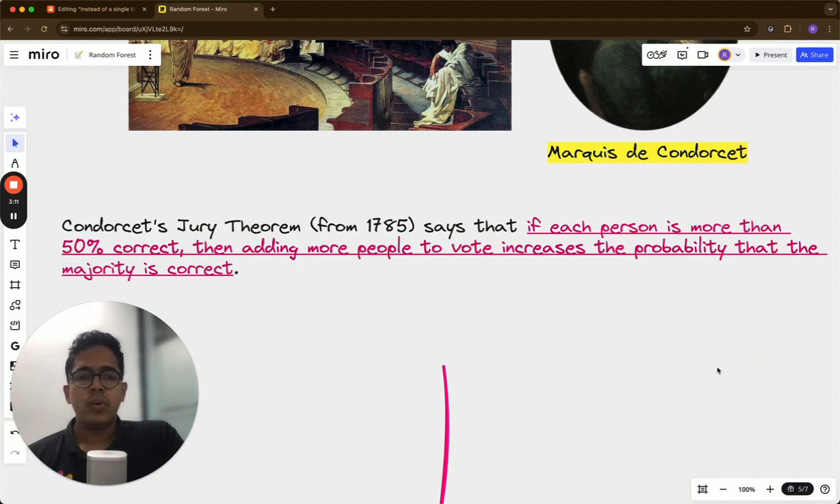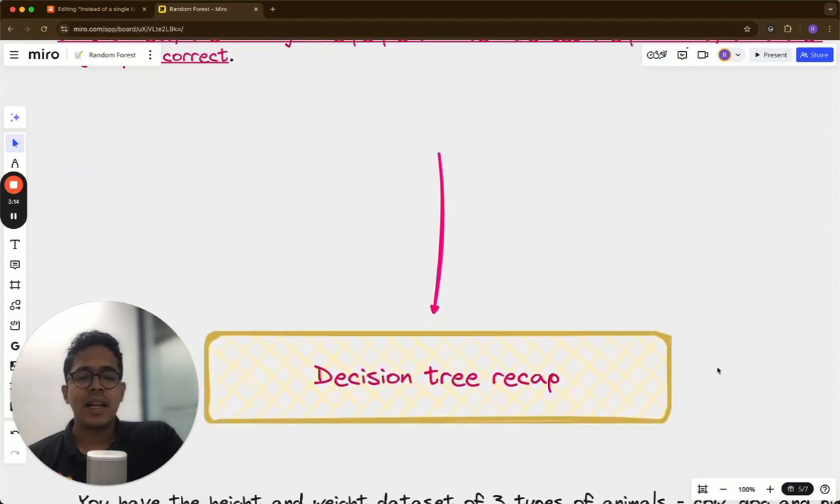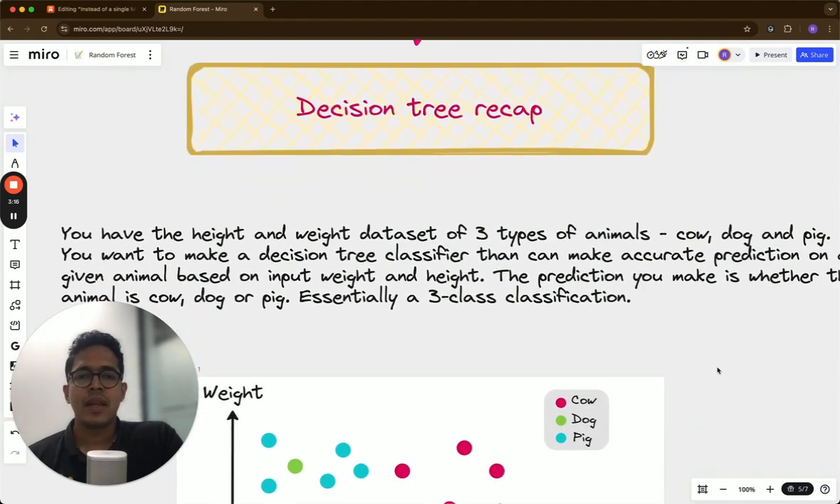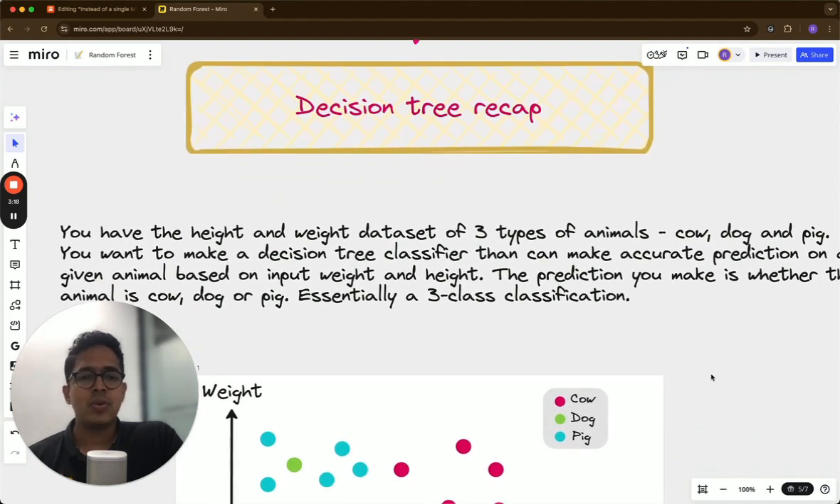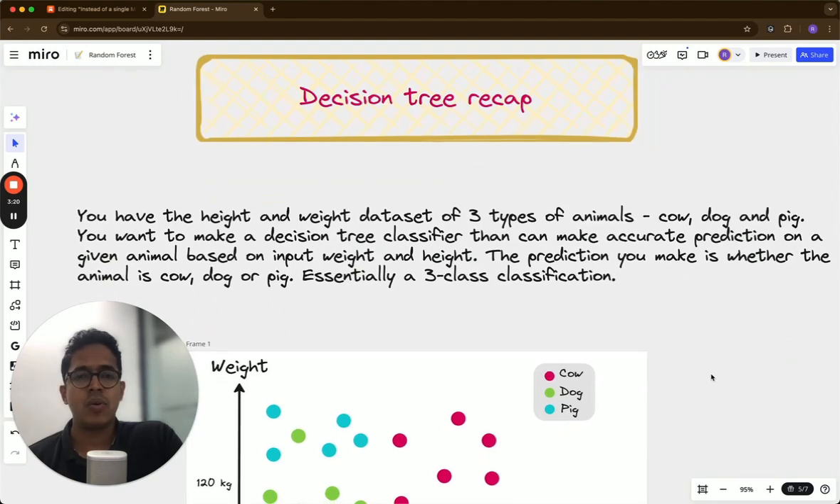Now, how is this theorem related to random forest? Before going into that, we have to do a small recap on decision tree. Only then you will appreciate why this Condorcet jury theorem is very important.